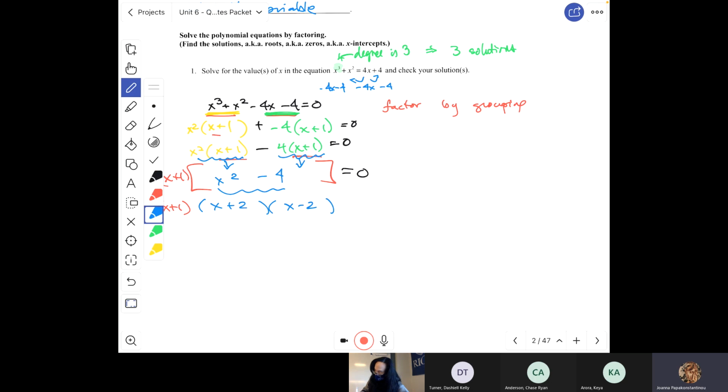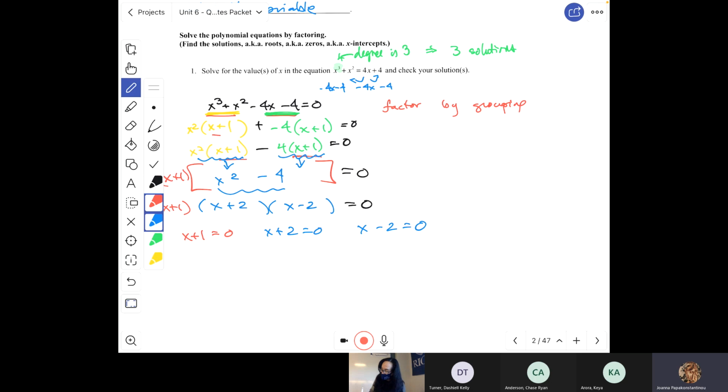Now, does it matter whether I put the x plus 2 or the x minus 2 first? No, order doesn't matter. What property tells me that's true? Commutative property of multiplication, right? So it doesn't matter. Now, the zero product property at this point tells me I can set each of those factors equal to 0. So I can set x plus 1 equal to 0, x plus 2 equal to 0, and x minus 2 equal to 0. The zero product property tells me I can do that.